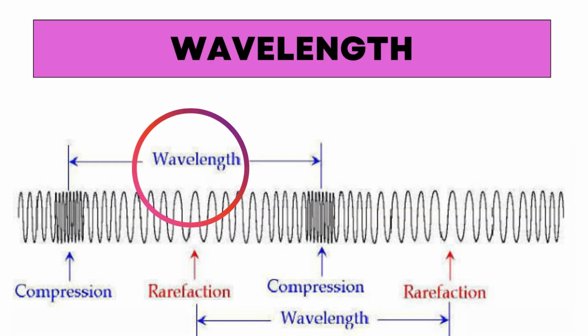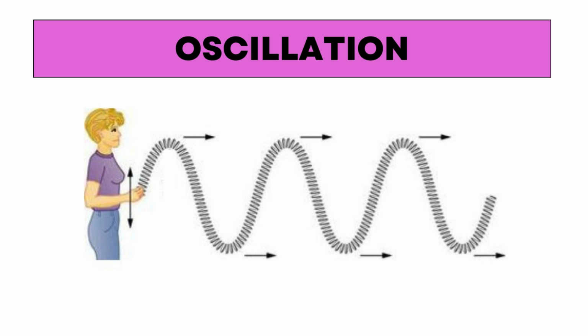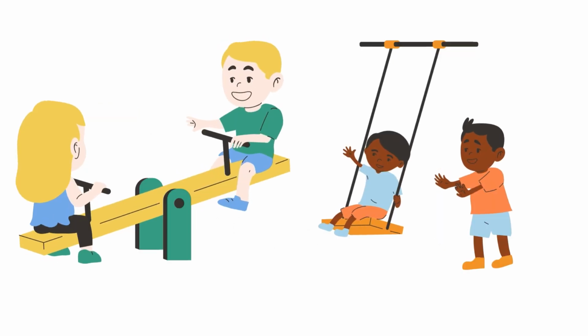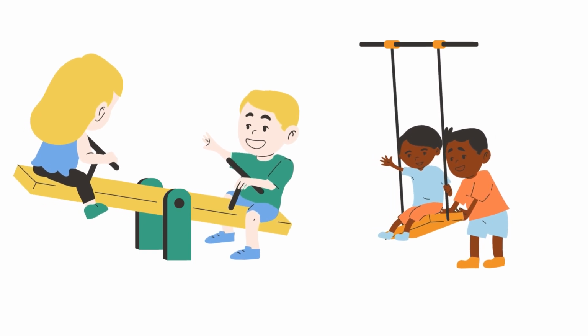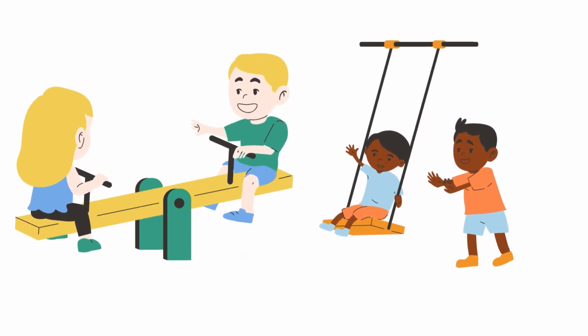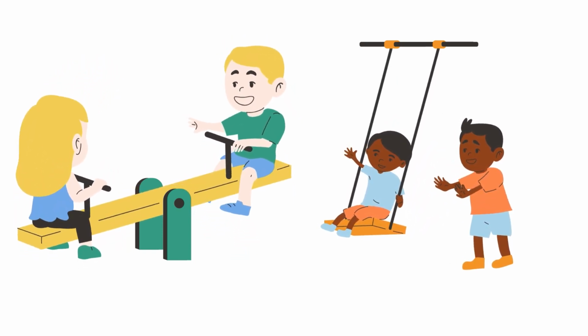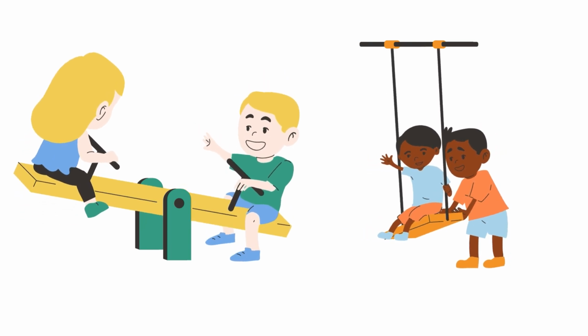What is wavelength? The distance between two compressions or two rarefactions is called wavelength. What is oscillation in a spring? An oscillation is a regular backward and forward movement or vibration of the spring. For example, a swing moves back and forth and a seesaw goes up and down. This is an example of oscillation.